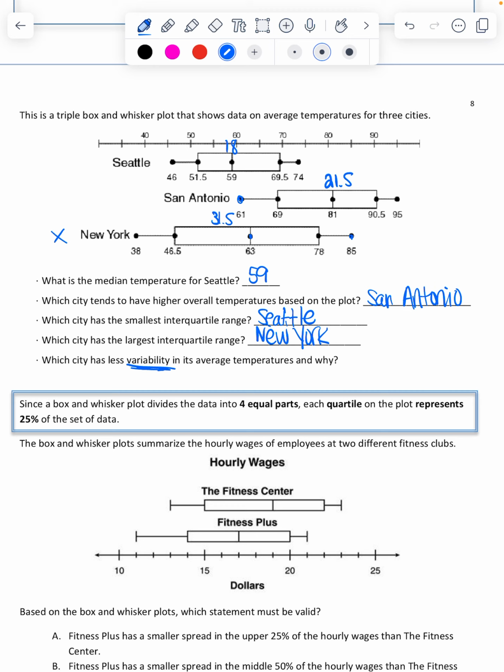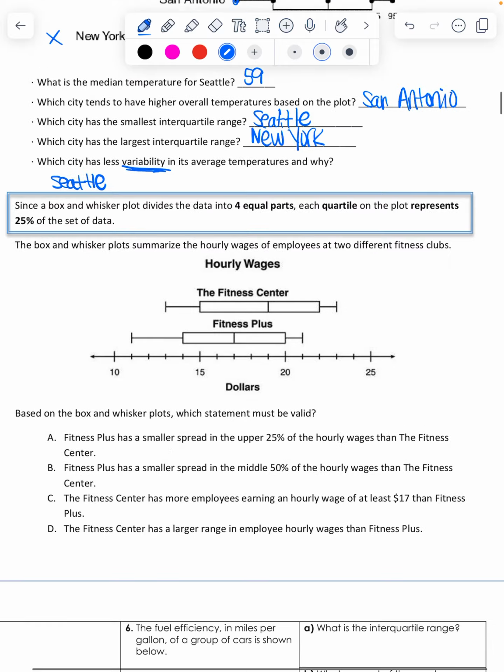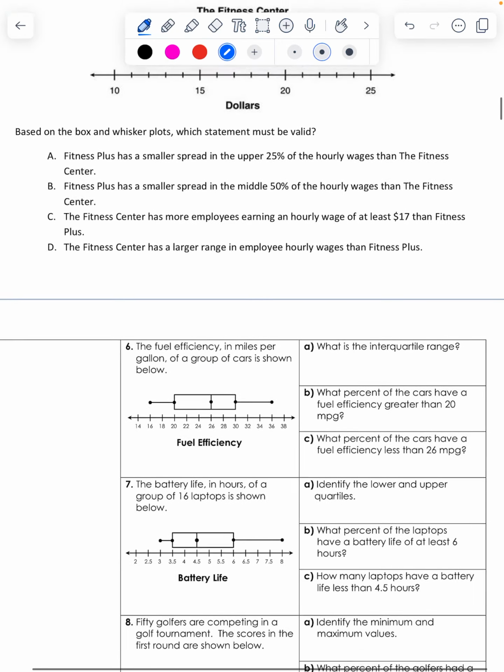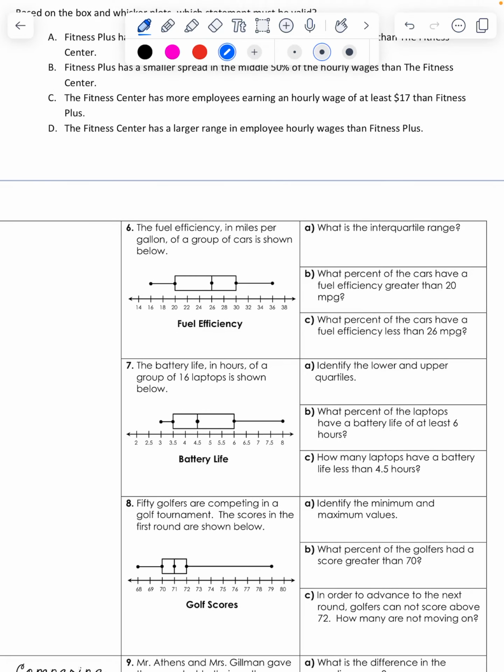So because of that, Seattle would be considered having the least amount of variability because 50% of its data is pretty close in numbers. It also has the smallest range of only 25 degrees difference between the highest and lowest. So that is basically box and whisker plots. There are tons of other questions and situations, but we pretty much covered it all.